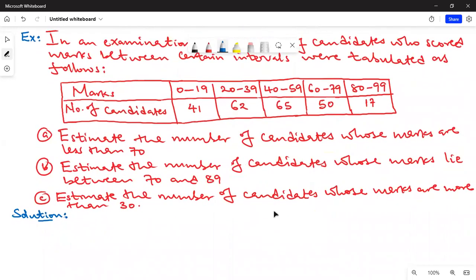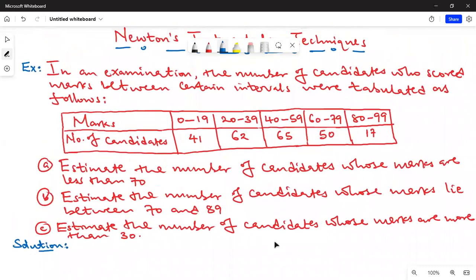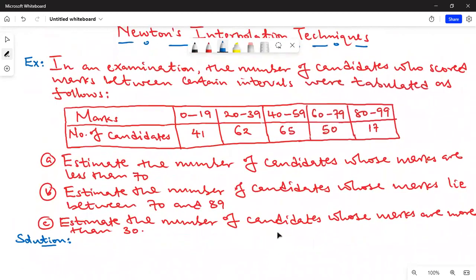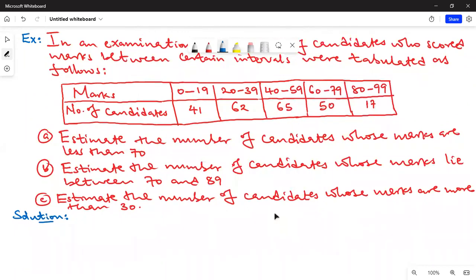So this question is simply an application of Newton's interpolation techniques, and we can use either the forward difference interpolating polynomial or the backward difference interpolating polynomial, or a combination of the two. Now, when you have such data where you're given a range of the x values, you have to reformulate it so that you have it in a better form for constructing the difference table. So we are going to say let marks denote x and let the number of candidates be f of x.